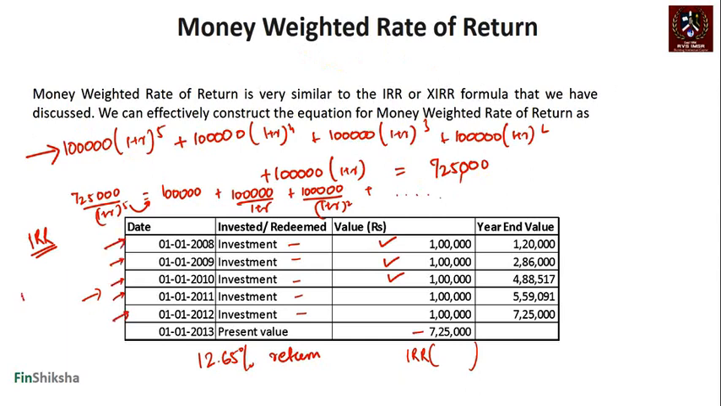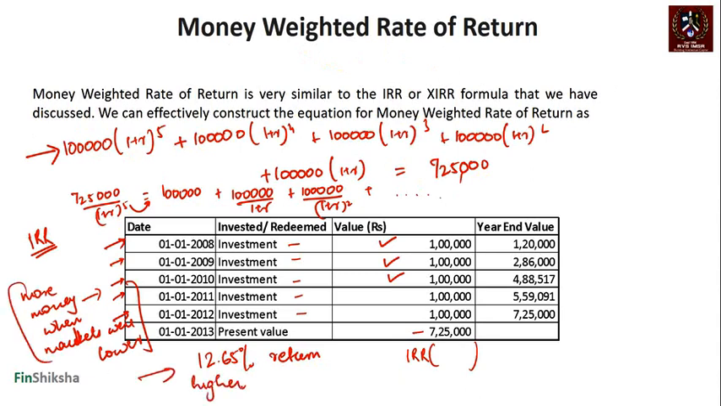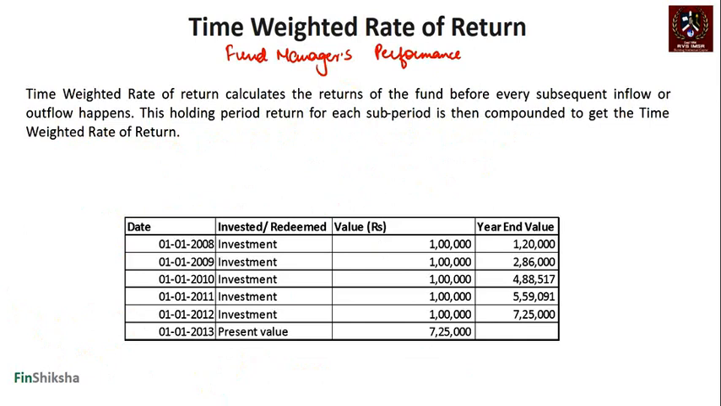Now we will appreciate that in our previous example, if more money was invested at a time when markets were lower, then the return would have been higher. Make sense? So if your cash flows are more when the markets are at a smaller level, your returns will be higher. However, the fund manager has got nothing to do with that, right?